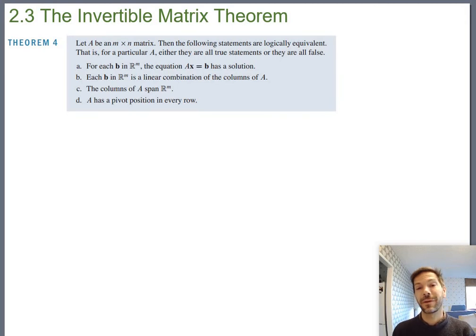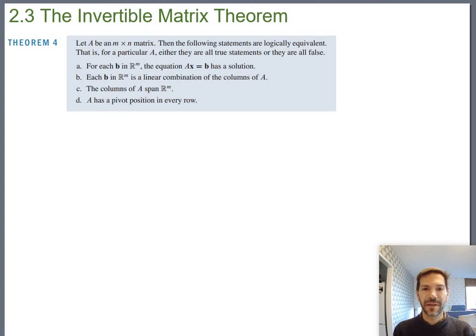In 1.4 we got Theorem 4, which said these four statements are all equivalent to each other. If one of these statements is true for a matrix, they're all true for that matrix. And likewise, if one of them is false for a particular matrix, they're all false for that particular matrix.